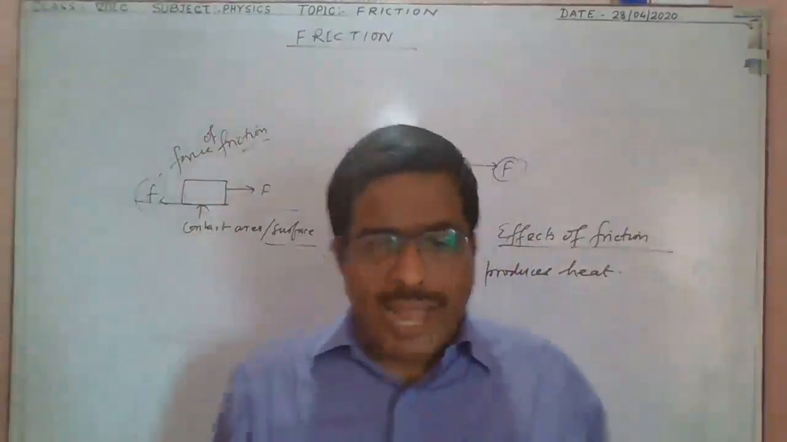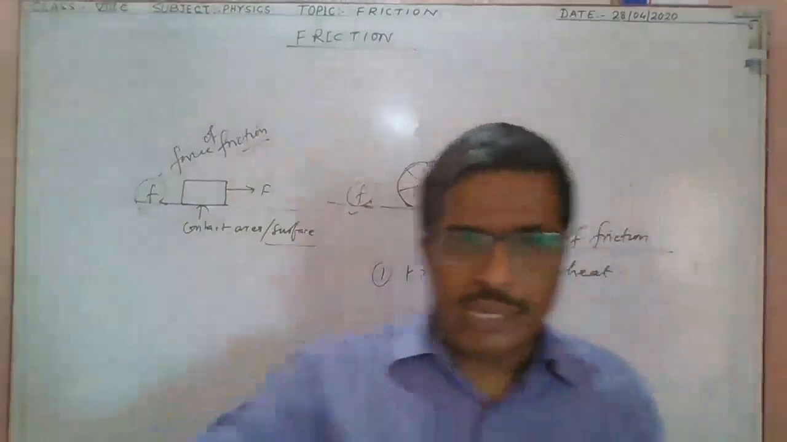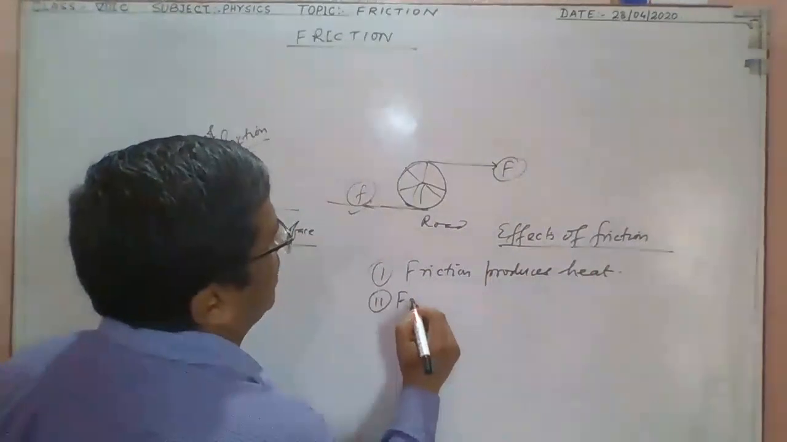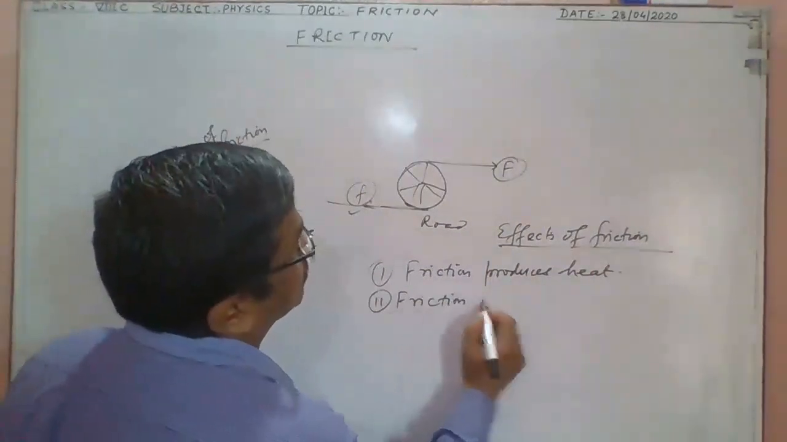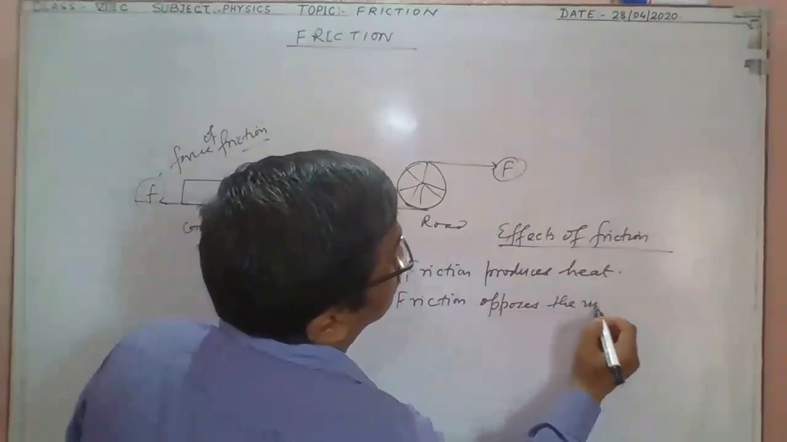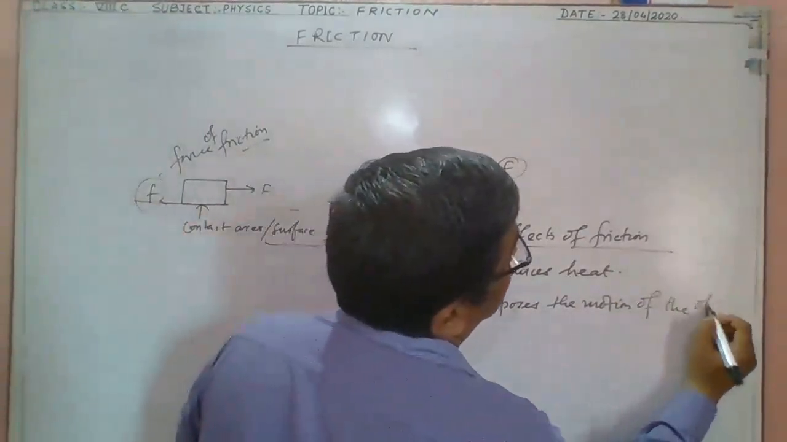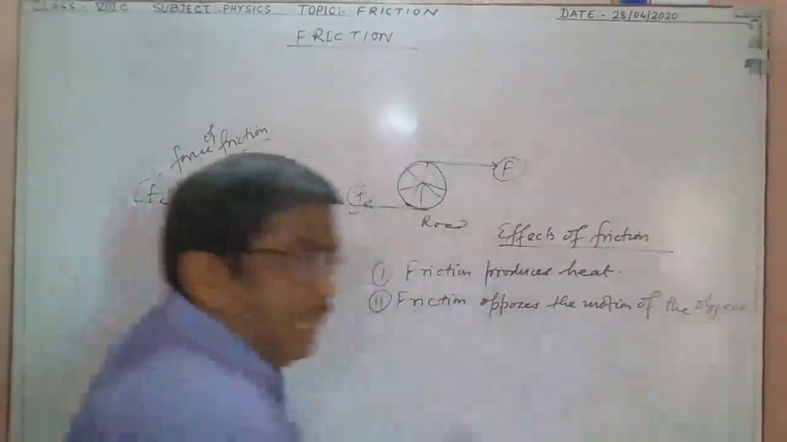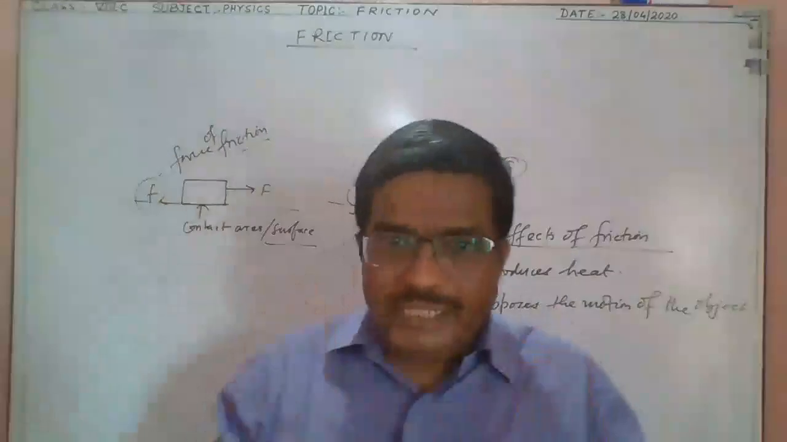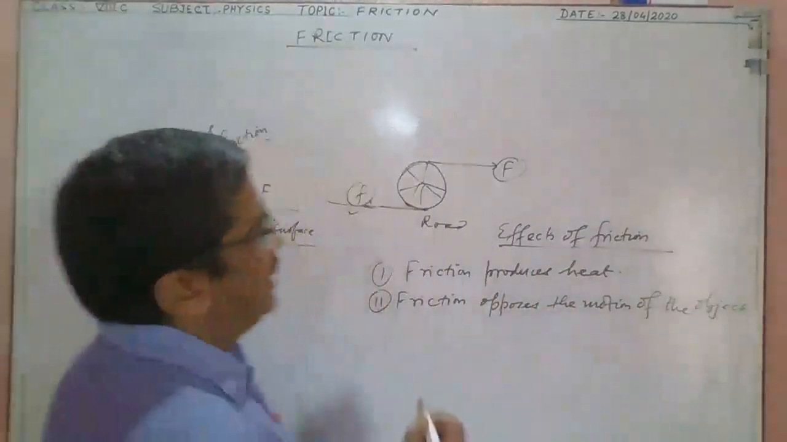Secondly, why is the heat produced? Because friction opposes the motion of the object. Friction opposes the motion of the object. And third, friction causes wear and tear.